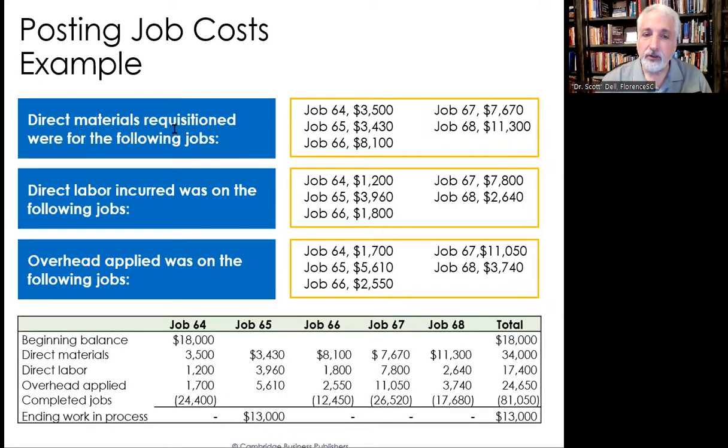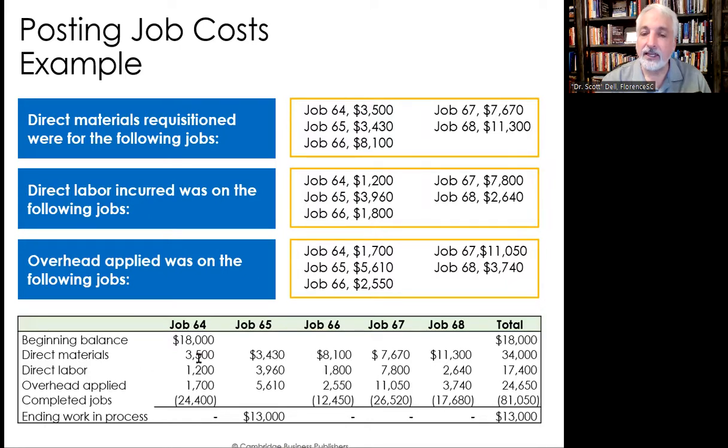All right, so direct materials requisition for the job. Here's a bunch of materials going associated with different jobs. Again, this is a job costing system. Each job is a separate job number. This is not a batch-oriented system. It's not a process costing system. It is a job costing system. And each job has different costs associated with it.